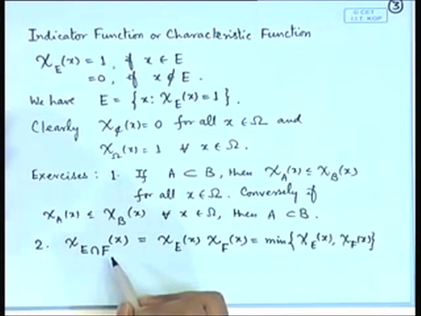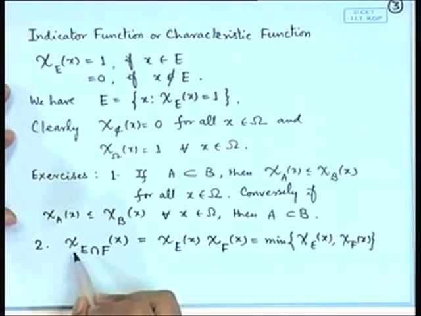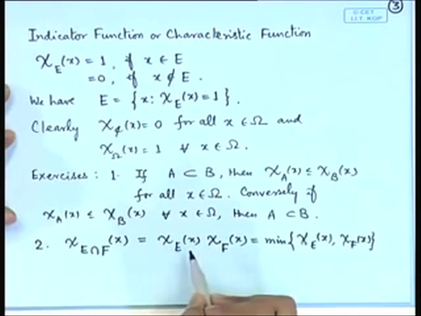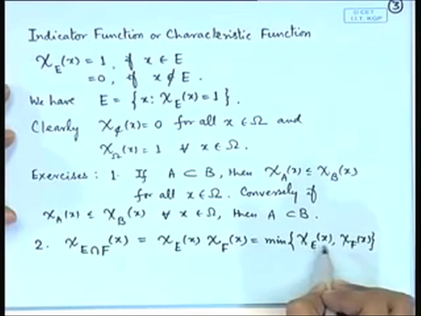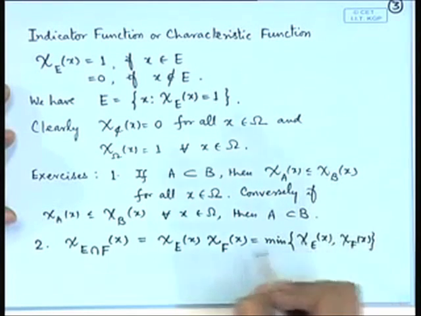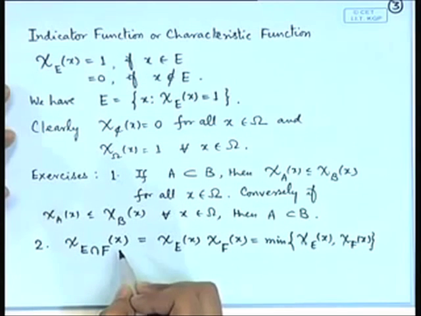We have certain elementary properties of the characteristic functions. For example, the characteristic function of an intersection is equal to the product of the characteristic functions of the two sets. It's also equal to the minimum of the indicator function values for those two sets. The proof can be simply obtained by definition.